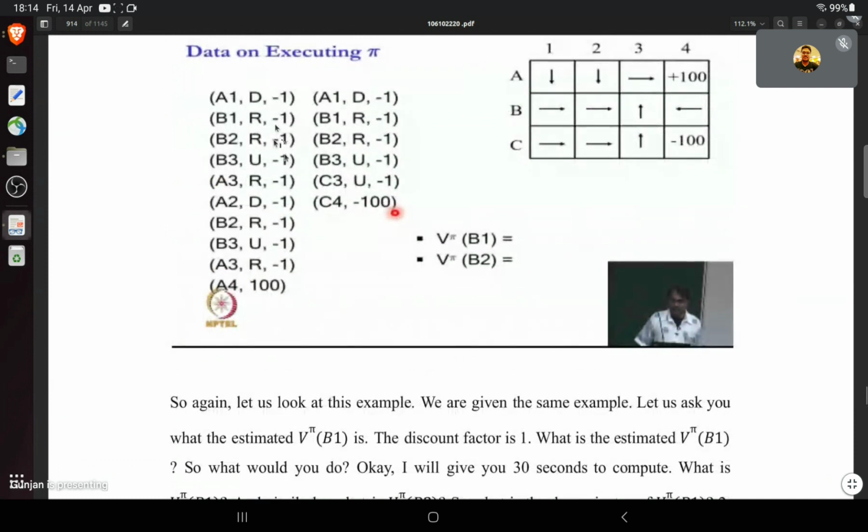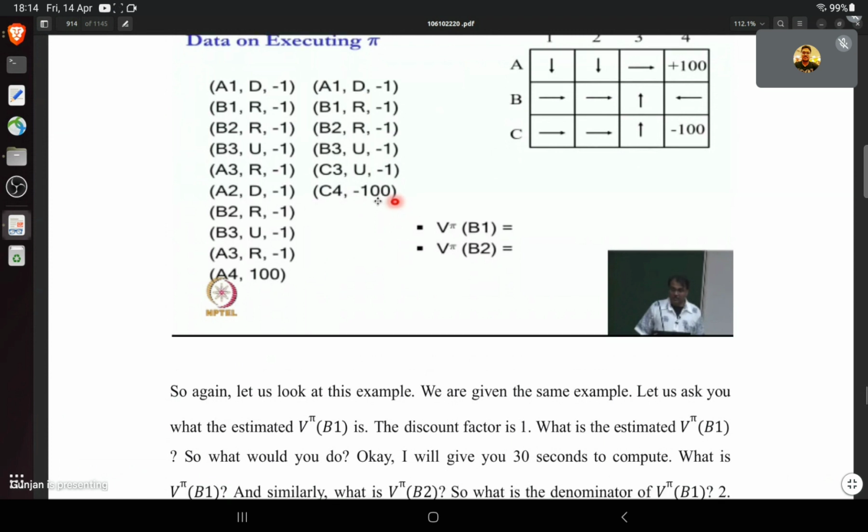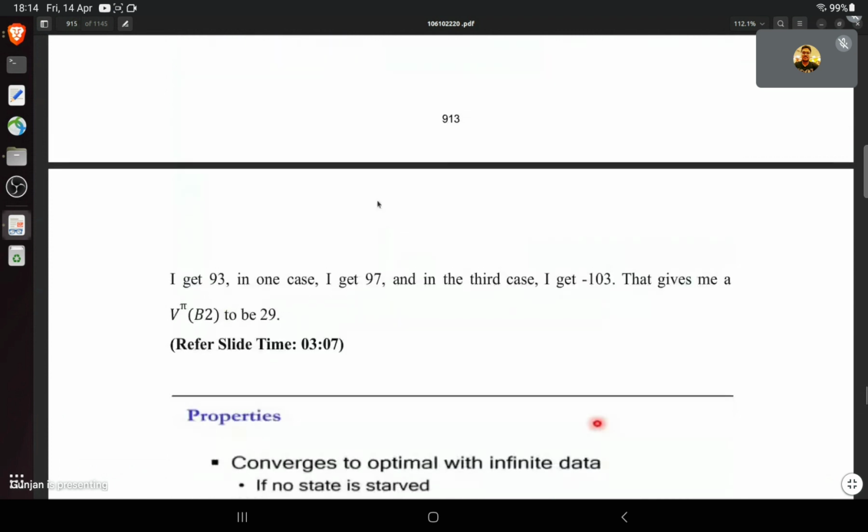So 1, 2, 3, 4, 5, 6, 7. The first occurrence of B2 will give you 93, and the second occurrence of B2 will give you 97. So 93 plus 97, and here B2 occurs only once, right? So it is minus 1, minus 1, minus 1, minus 103. So it will be the average of these three values: 93 plus 97 minus 103 divided by 3, and that is 29.